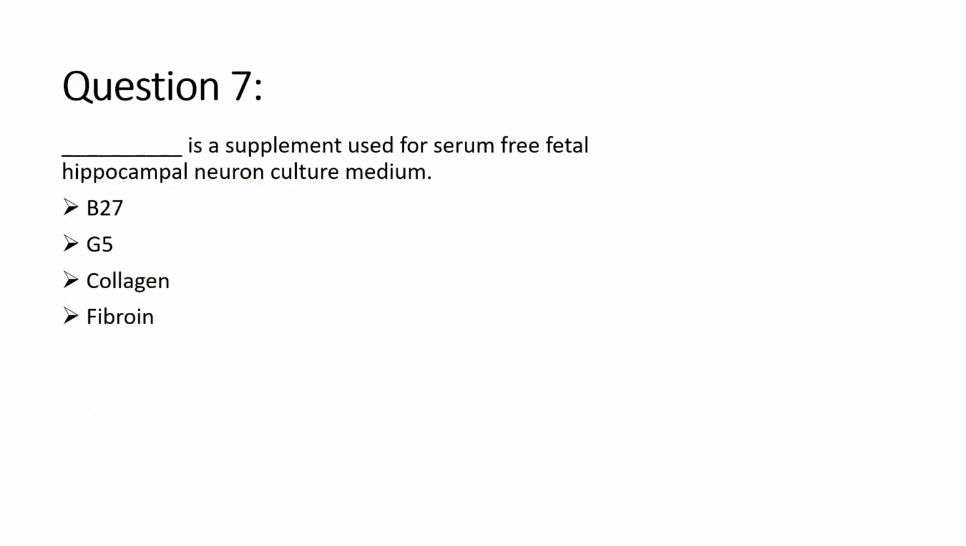Next, moving on to question number 7. Which of the following is a supplement used for serum-free fetal hippocampal neuron culture media? B27, G5, collagen, or fibroin? So we discussed this in some 2 to 3 classes ago. Which of the following is a supplement that is used for serum-free fetal hippocampal neuron culture media?